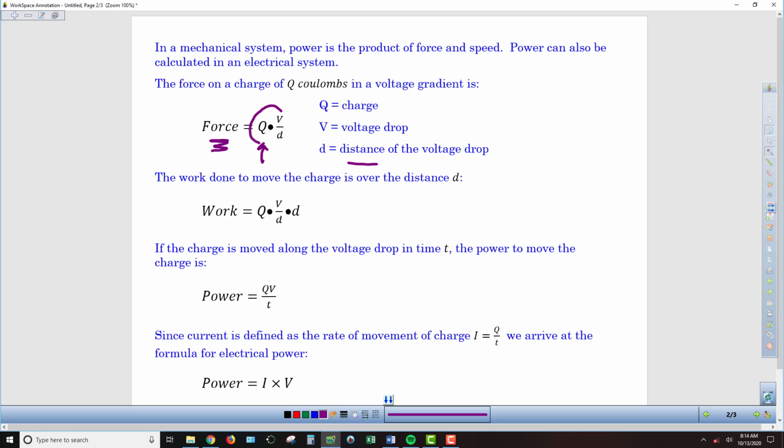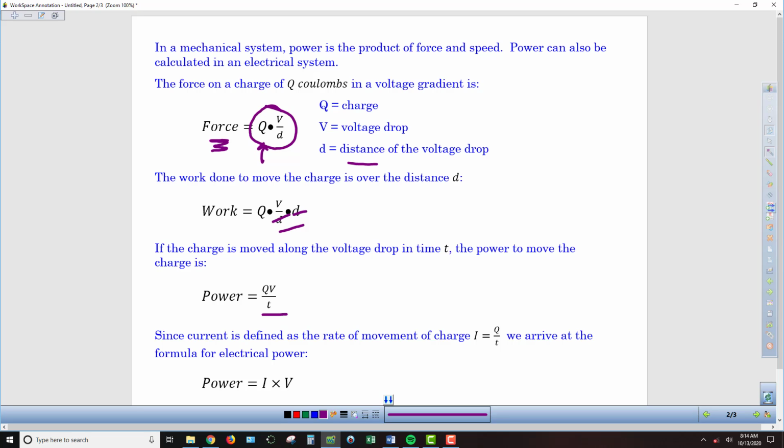So we're going to take this force as defined in an electrical context and then multiply that by a distance. Well, we can hopefully see where that's headed, where we're going to be able to cancel out our distances here, and so we're left with just a charge times a voltage. Now, if we go farther, we can find power is going to be the charge times the voltage, so that's work, divided by time. So that's what we see here.